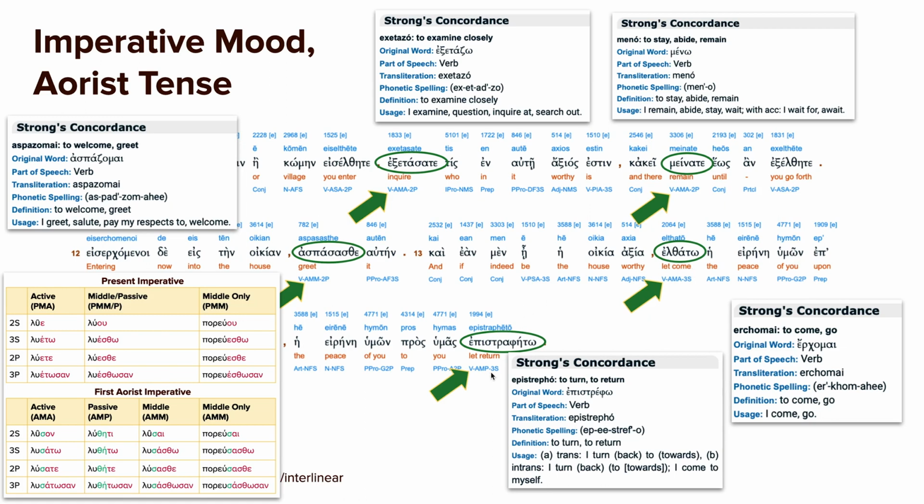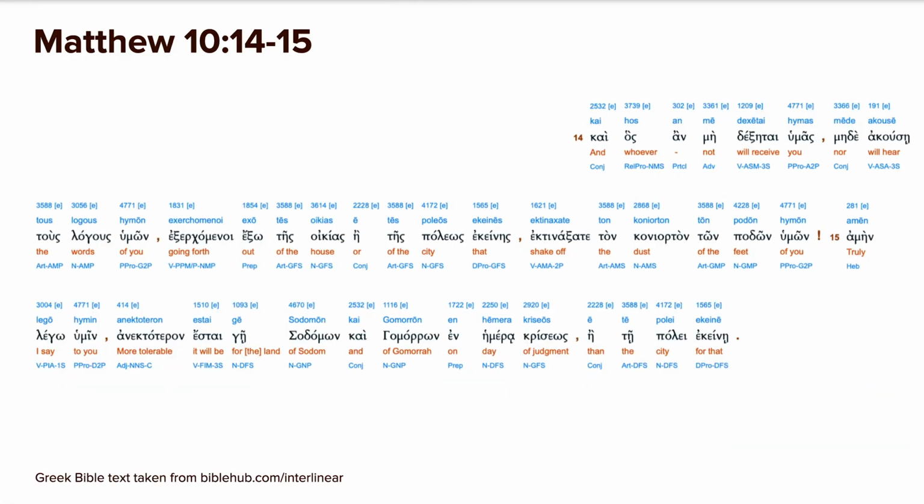And then down here, it's the opposite. If they reject you, let the peace of you return. This comes from the verb epistrepho, which is a form of strepho with the epi prefix, which means upon. So turn upon or return. All right, let's go ahead and read our last two verses.